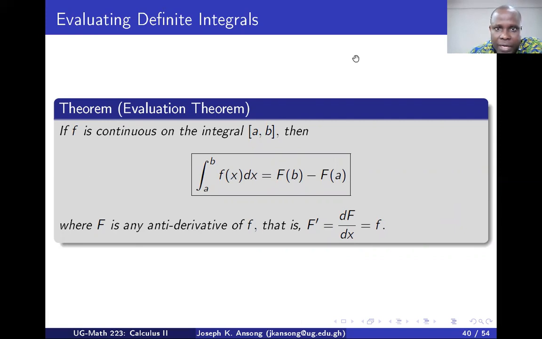Okay, so the next thing we are going to look at is evaluating definite integrals. Some of these you've seen before, but we want to prove the theorem. We'll prove the so-called evaluation theorem. If f is continuous on the interval [a, b], then the integral is equal to F of b minus F of a, where F is an antiderivative of f, that is F prime is equal to small f.